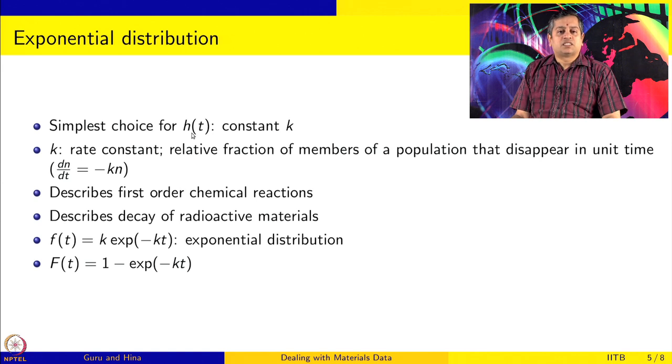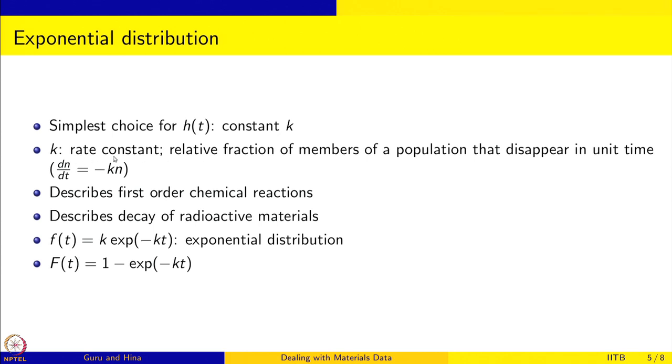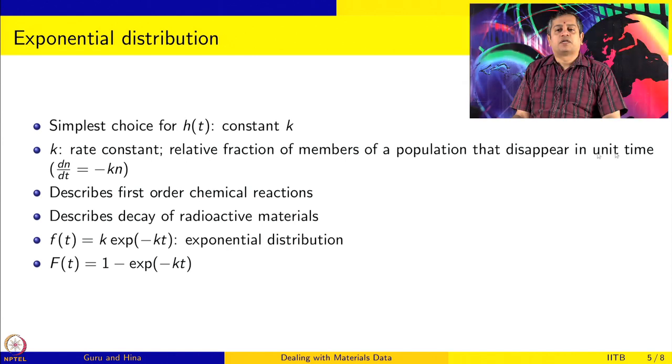Now, the simplest choice that you can make for the hazard rate function is that it is a constant k. And what does the k, the rate constant, tell you? It tells you the relative fraction of members of a population that disappear in unit time. So, if you had n excited molecules and dn by dt are the ones which will emit radiation in unit time, then dn by dt divided by n is basically k, which is the rate constant. It is the relative fraction of members of a population that disappear in unit time.